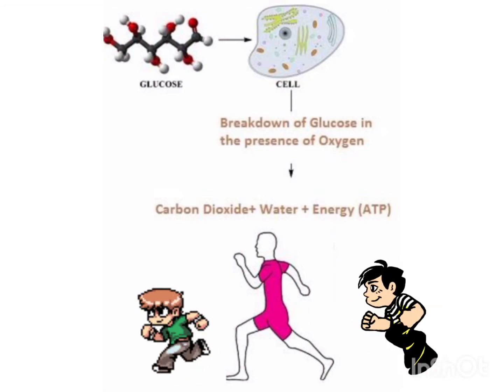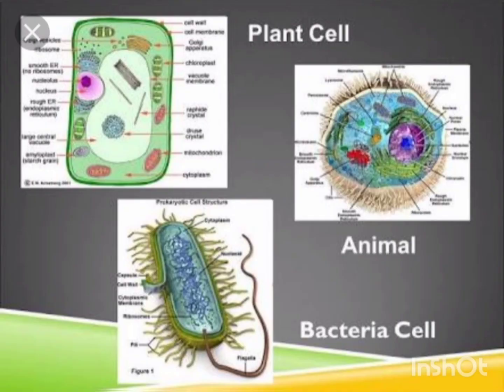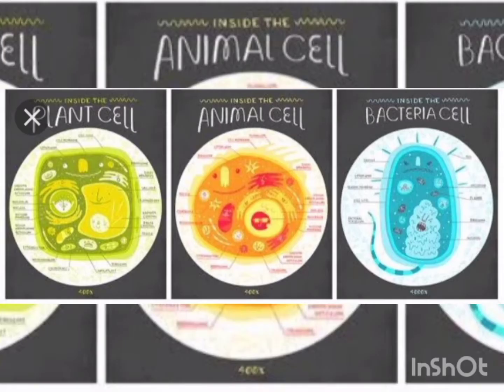Respiration in organisms. Let's look at the cell. Here we see a plant cell, an animal cell and a bacteria cell. A cell is the smallest structural and functional unit of an organism. Each cell of an organism performs certain functions such as nutrition, transport, excretion, and reproduction. To perform these functions, the cells need energy, even when we are eating, sleeping, or reading.